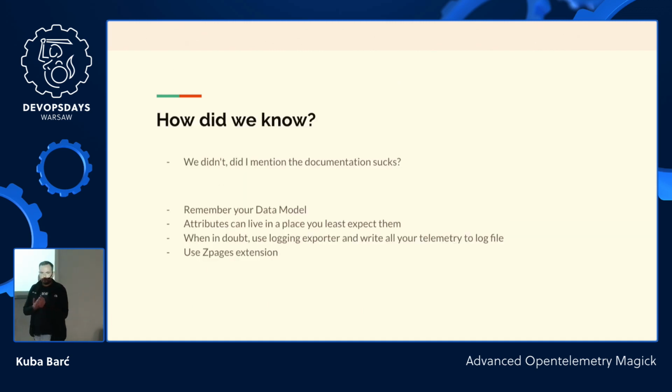So how did we know all of this? How did we know where to look for information? How did we figure all of this magic and make the observability of our platform a little bit better? We didn't. It was trial and error. As I told you, OpenTelemetry documentation really sucks, and it was reading through the code or reading through the readmes.